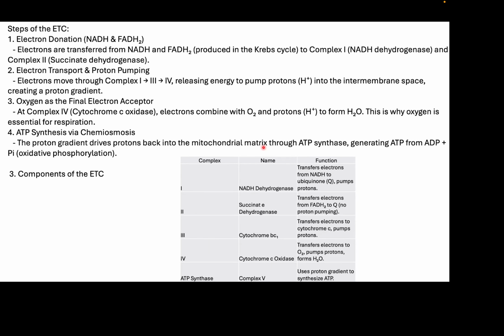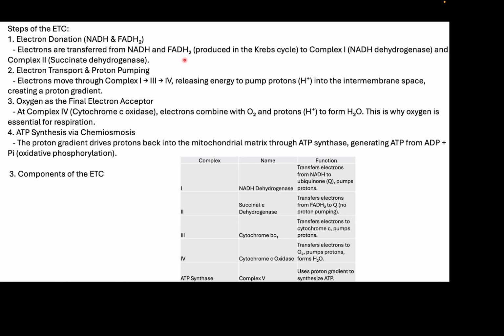So the steps of the ETC include electron donation, electron transport and proton pumping, oxygen as the final electron acceptor, and last but not the least, ATP synthesis via chemiosmosis. So electron donation: NADH and FADH2. Electrons are transferred from NADH and FADH2 produced during the Krebs cycle to complex 1 and complex 2 respectively. For electron transport, electrons move from complex 1 to 3 to 4, releasing energy to pump protons into the intermembrane space.